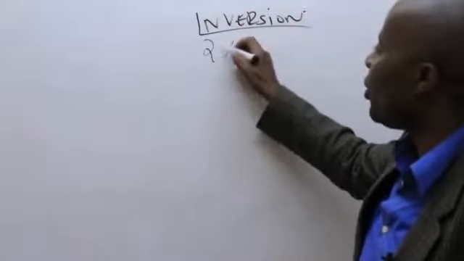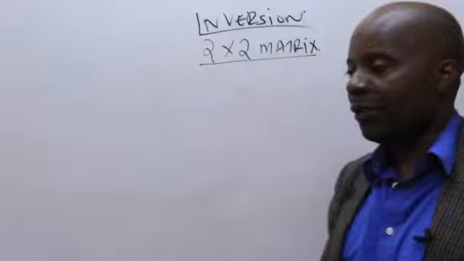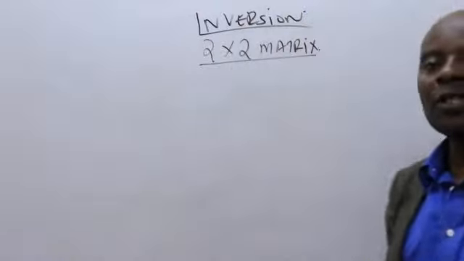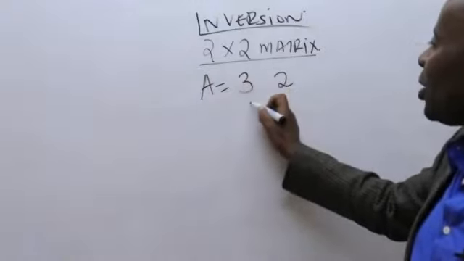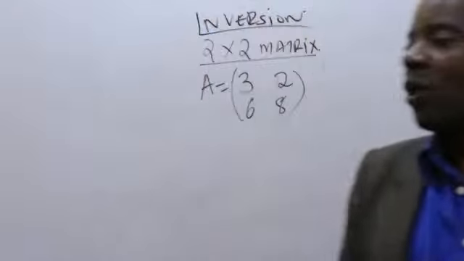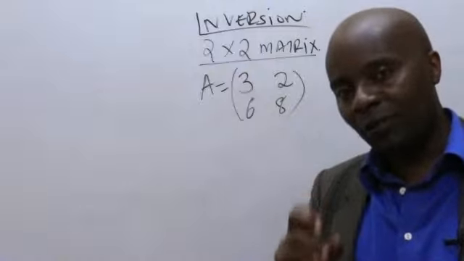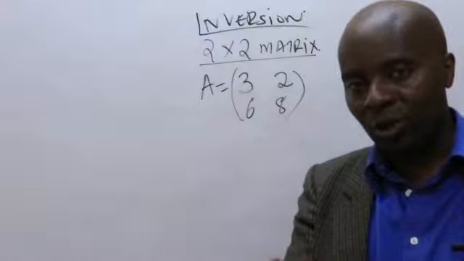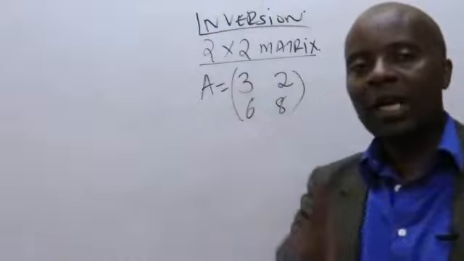So I want to show you how to get an inverse of a 2 by 2 matrix first. Ladies and gentlemen, listen to me very well. If you're given a matrix of this nature, 3, 2, 6, 8, and somebody tells you to find the inverse, how will we find it? First of all, I must know the order of this matrix. It has 2 rows, and the columns are 2. So it's a 2 by 2 matrix.